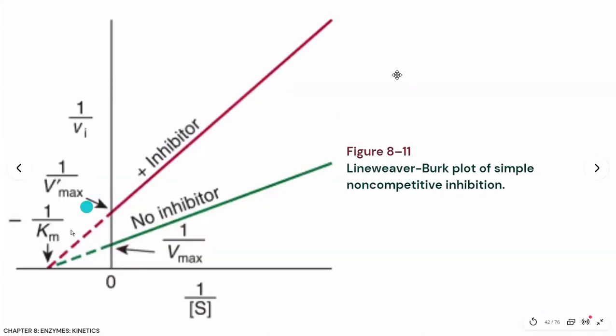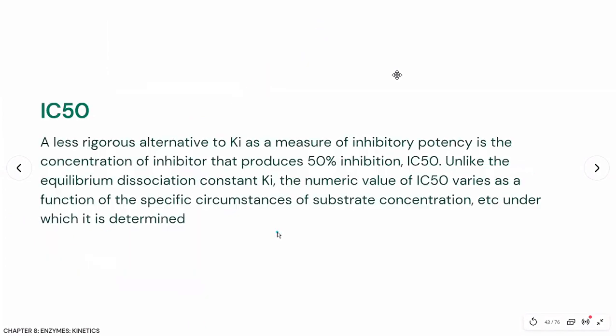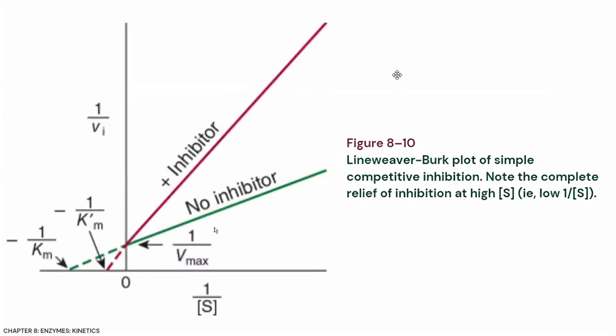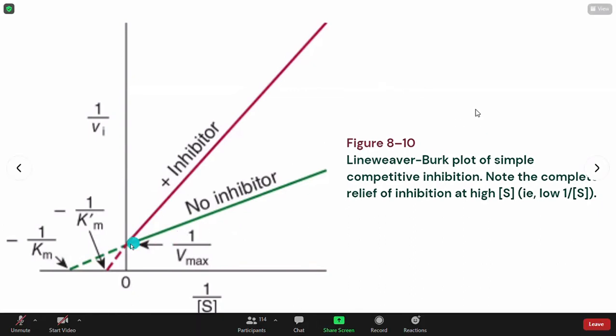As you can see it here, all right, non-competitive, they have the same Km but different Vmax. Different Vmax, the same Km. This one, the same Vmax, but different Km.